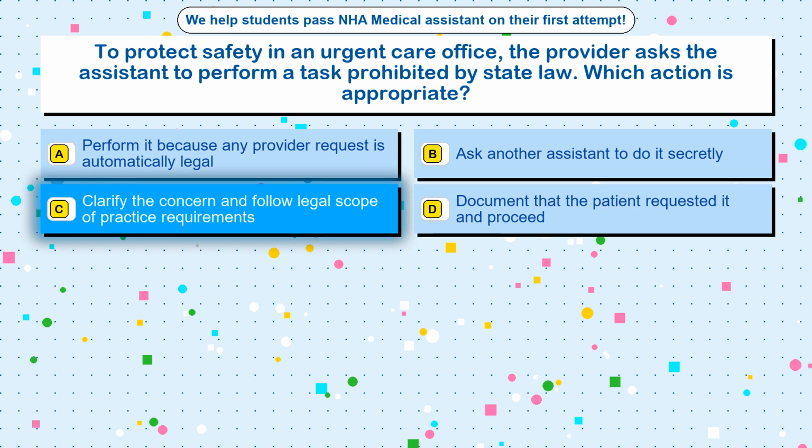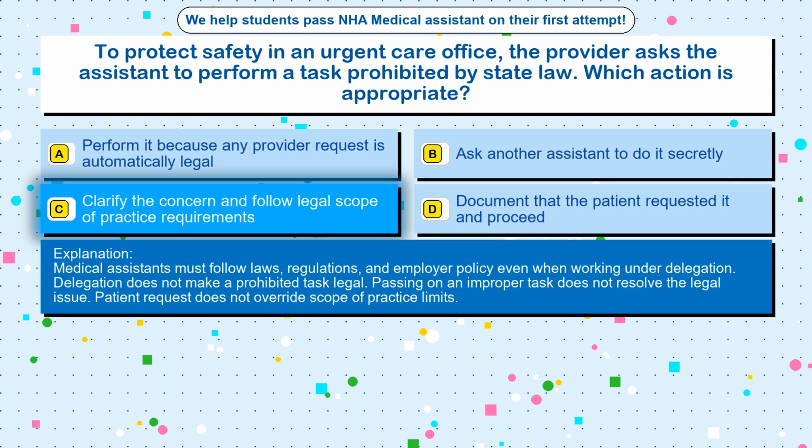The correct answer is option C. Clarify the concern and follow legal scope of practice requirements. Medical assistants must follow laws, regulations, and employer policy even when working under delegation. Delegation does not make a prohibited task legal.